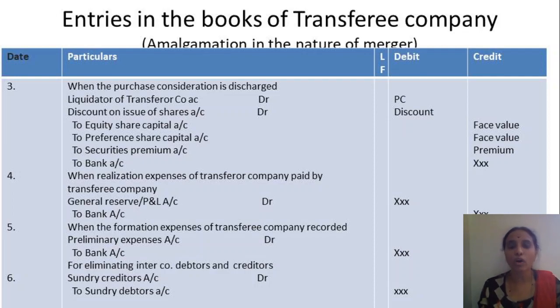So general reserve or P&L account debtor to bank account. So that is an entry to be passed. Then the fifth one is when formation expenses of transferee company are recorded.